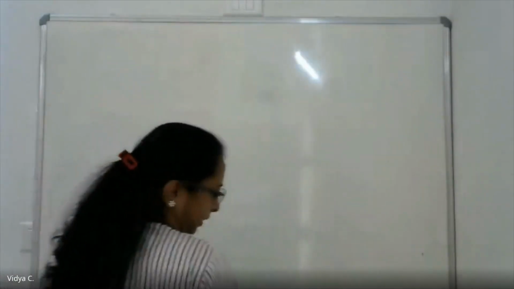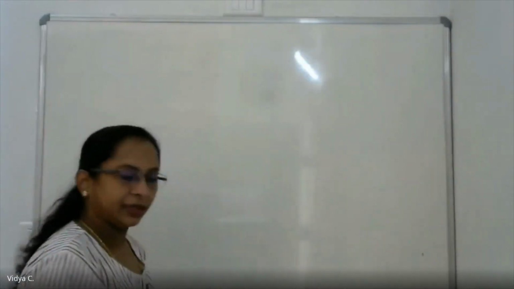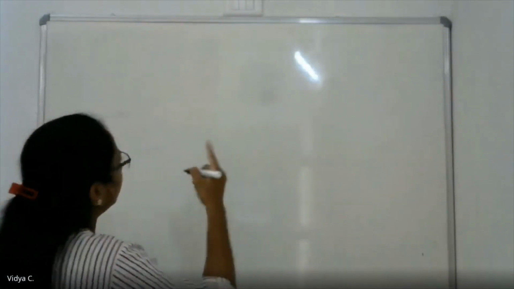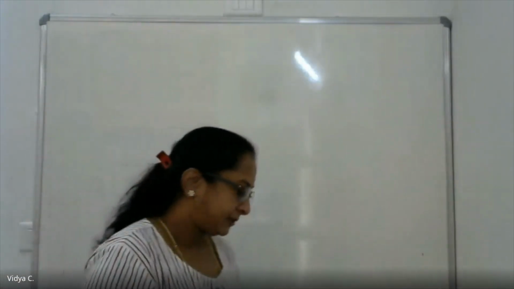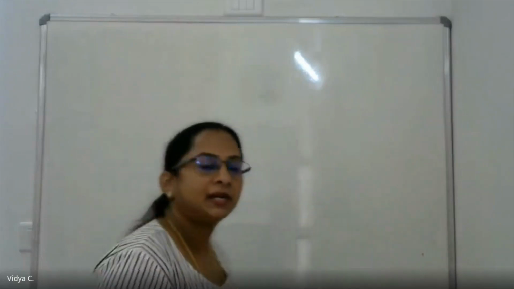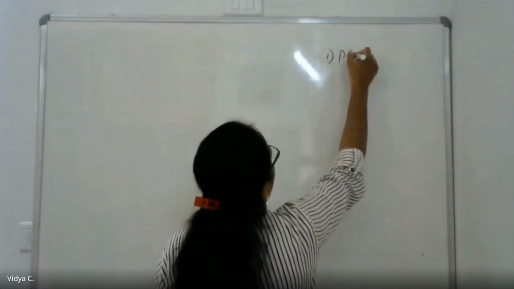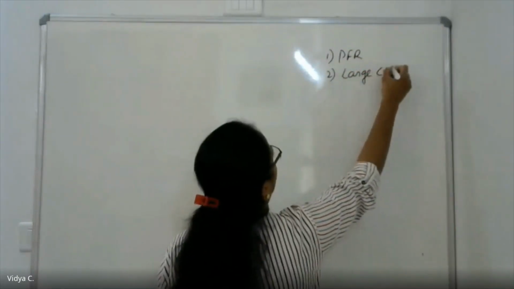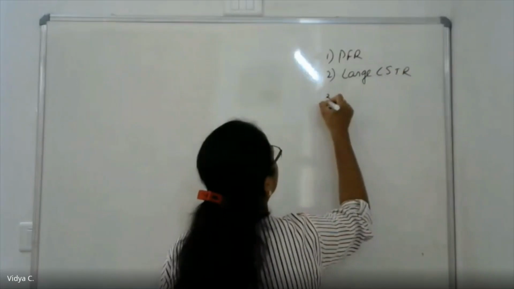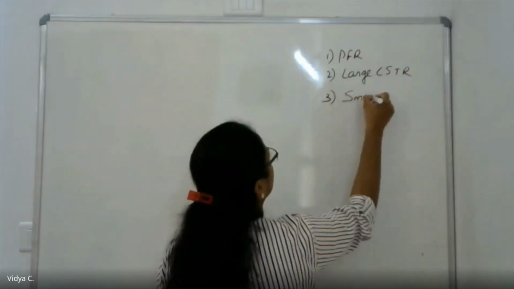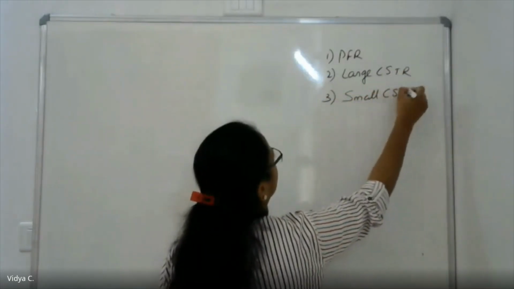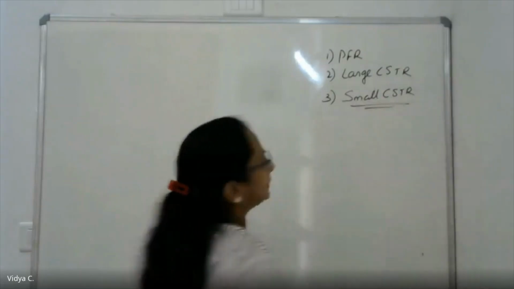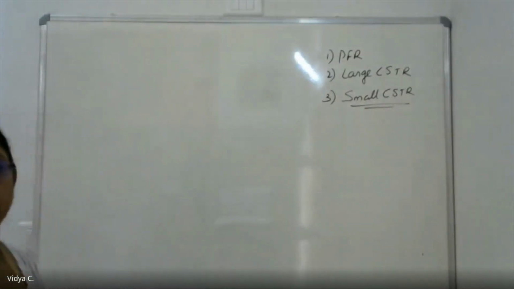So let us work out on connecting these reactors. There are three reactors given to me: one is a PFR, a large CSTR, and a small CSTR. So these reactors are available now.